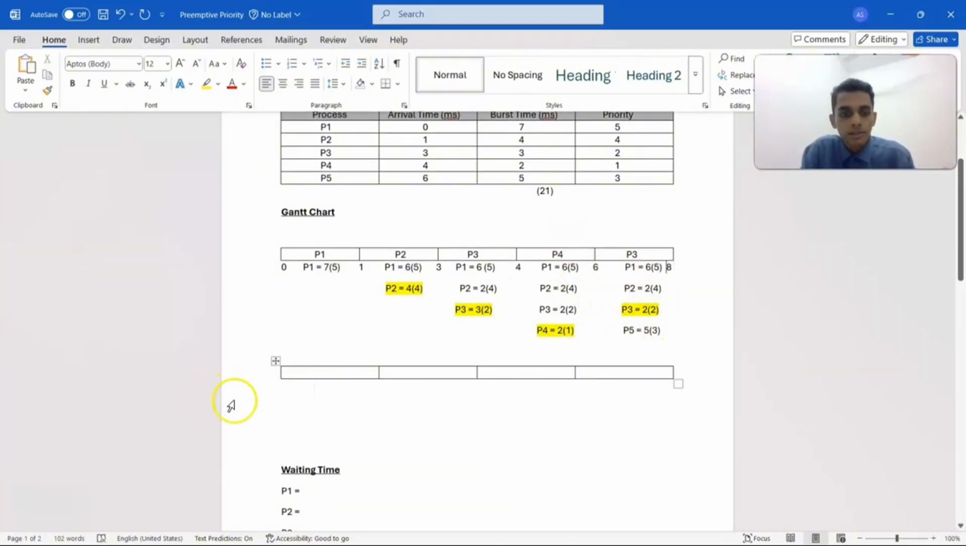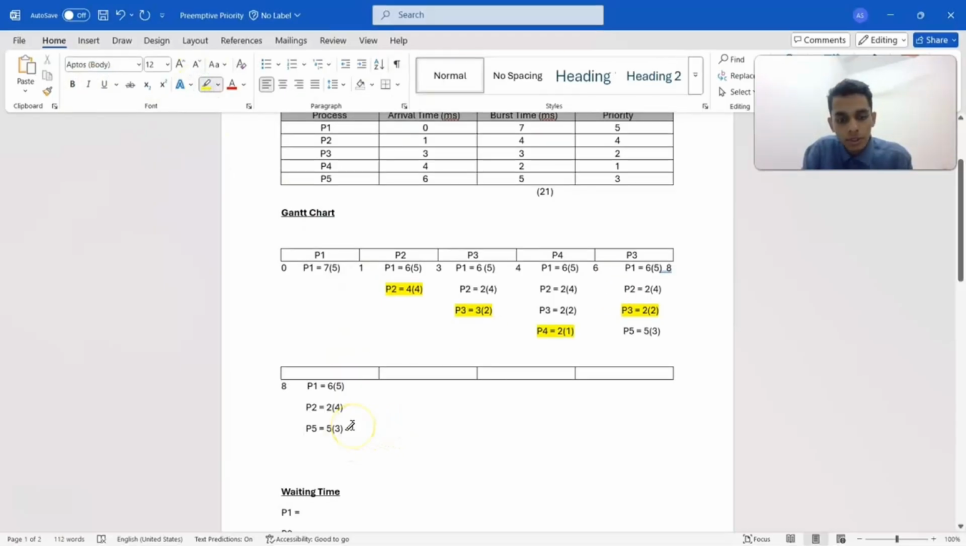And we will continue our Gantt chart down here because there are still a few processes left. The Gantt chart over here will begin at 8 milliseconds. P5 has the highest priority at 3, and will be executed. And it will be run until it ends its burst time, which will end at 8 plus 5, which will be 13.